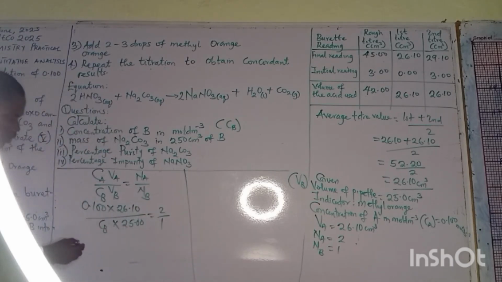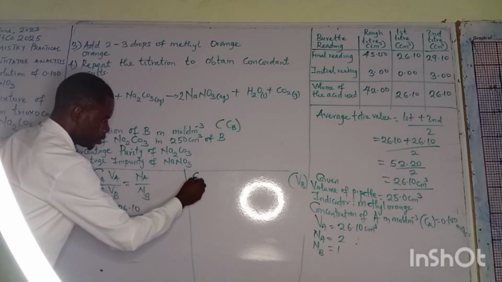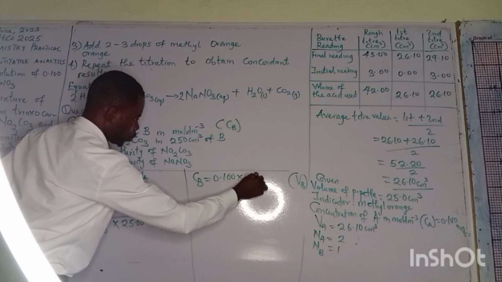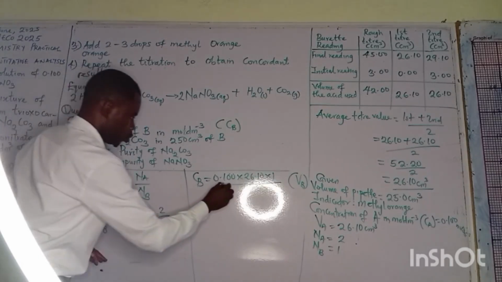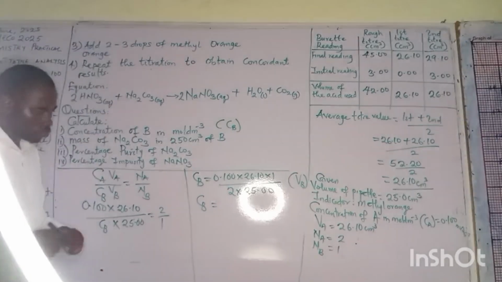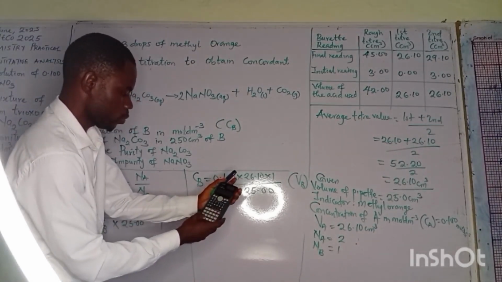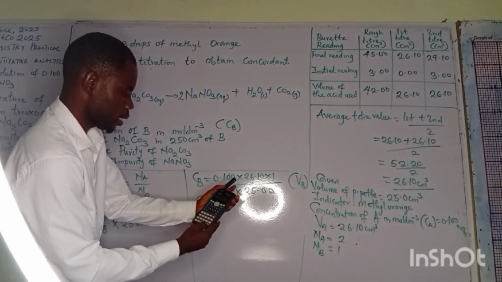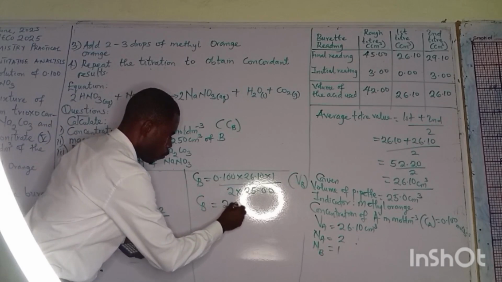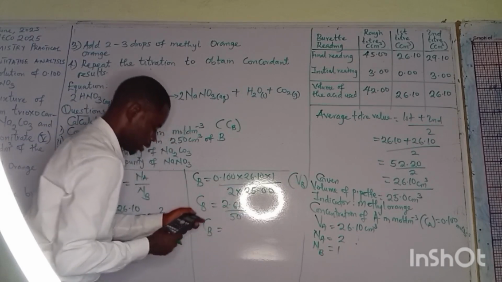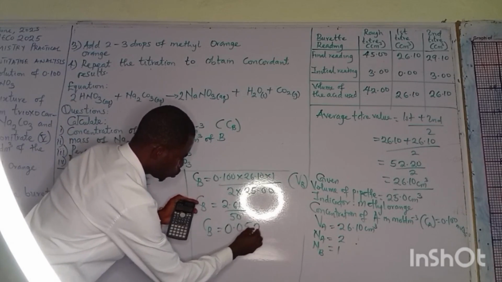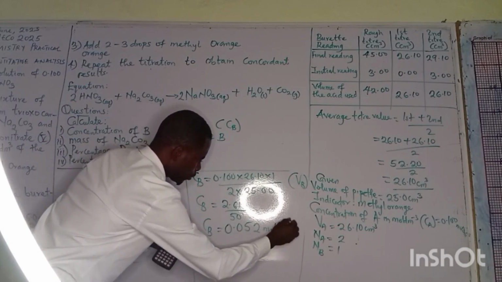When I cross multiply all this, because of time, I'll be having Cb equals 0.100 times 26.10 times 1 over 2 times 25.00. Let me press my calculator because of time and accuracy. I have 0.1 times 26.1, which is 2.61. I have 2.61 over 50. So finally, Cb gives me 0.052 mole per dm³. Case closed.